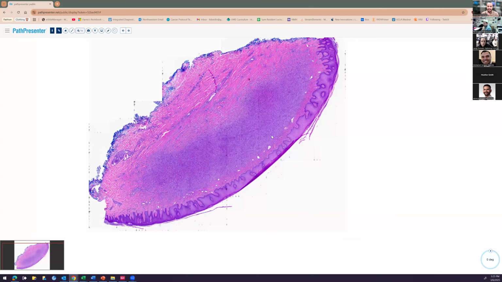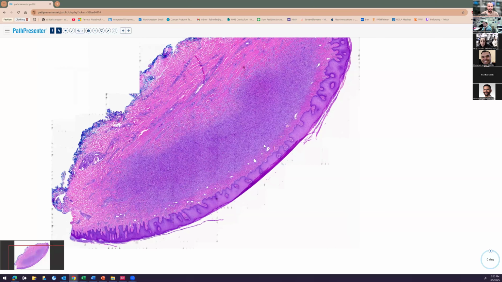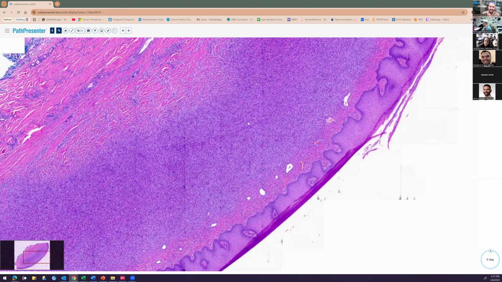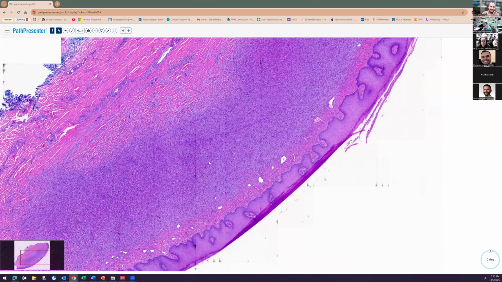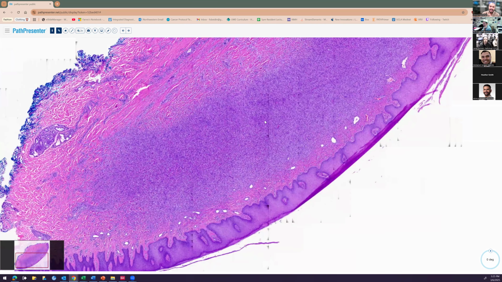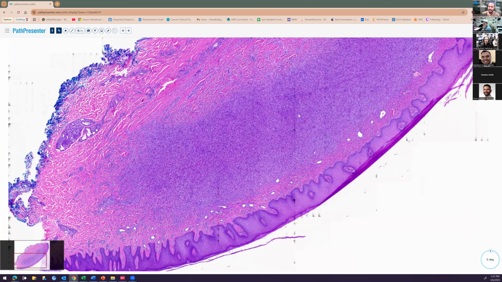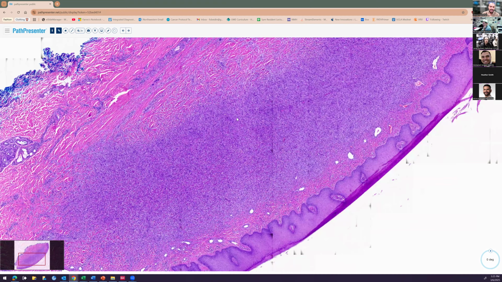All right, so location, again, it is in the skin. All right, so what are we looking at here? Let's talk about borders first. Yeah, it looks like a dermal lesion. I don't see any connection to the overlying epidermis. Okay, dermal lesion, no connection to epidermis.